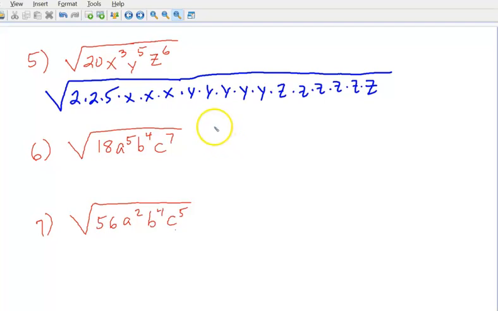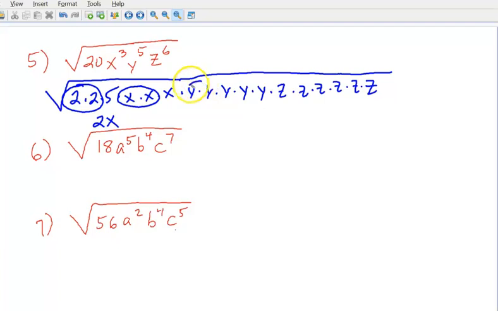And now we're looking for pairs of numbers and variables. So I got a pair of 2's, so 2 comes out, and 5 is going to stay under the radical. I got a pair of x's, one x comes out, and then this x is going to stay.